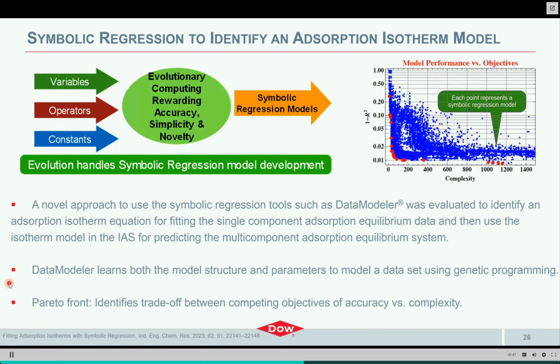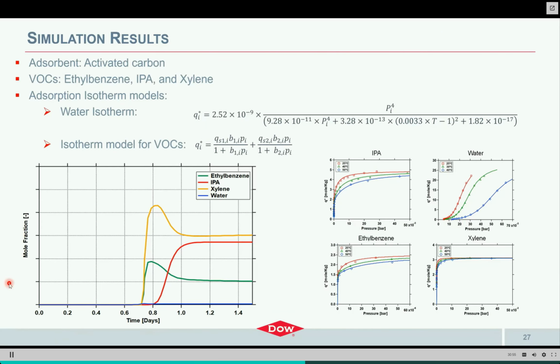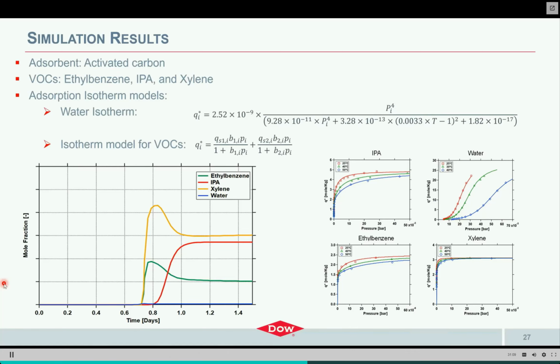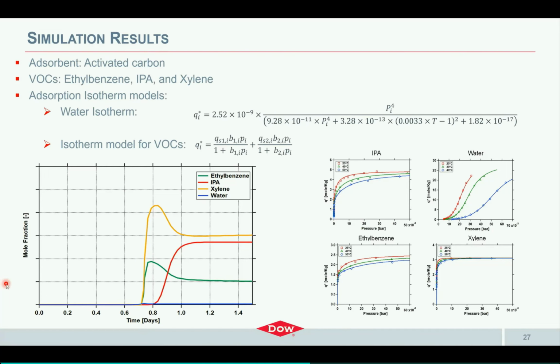So here I'm going to share one example where we use this methodology inside gPROMS adsorption library. So if you could go to the next slide, Chinling. Yeah, thank you. So we try to model, as I said, and optimize multiple carbon bed system in Dow. And here I'm showing one example where we had ethylbenzene, IPA, and xylene in our vent stream, and we were trying to capture those using the carbon bed. And we had also water in the system, so we used Data Modeler to come up with the water isotherm equation, which is shown here. And for the VOCs, we use a dual-site Langmuir isotherm.